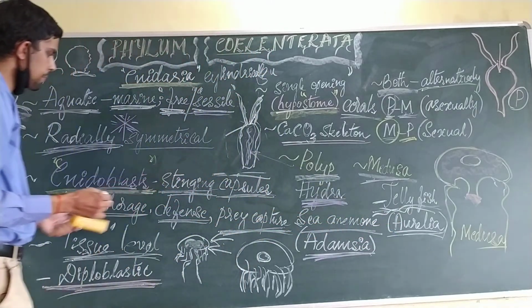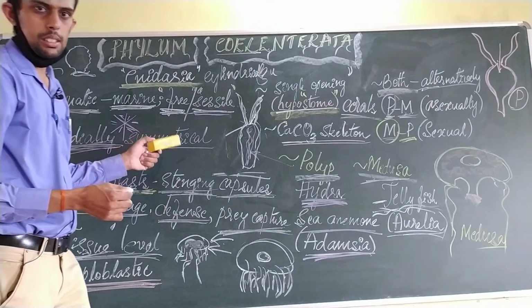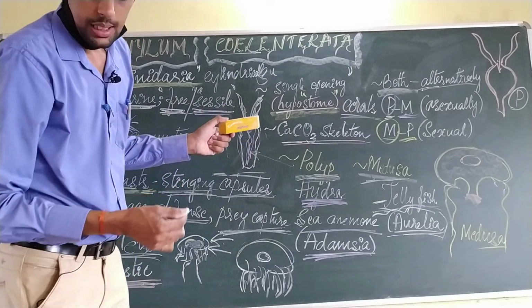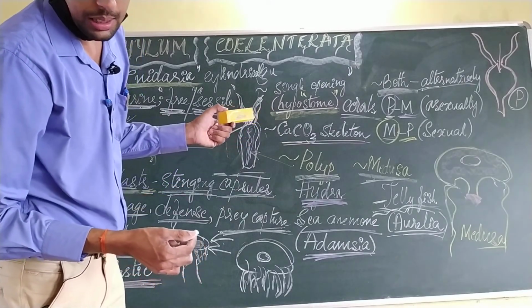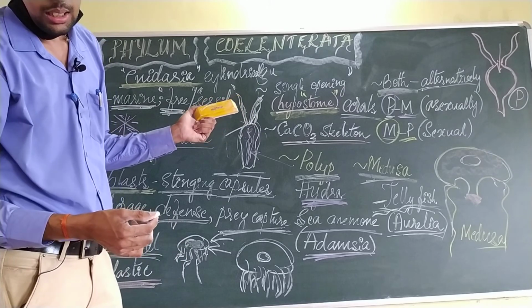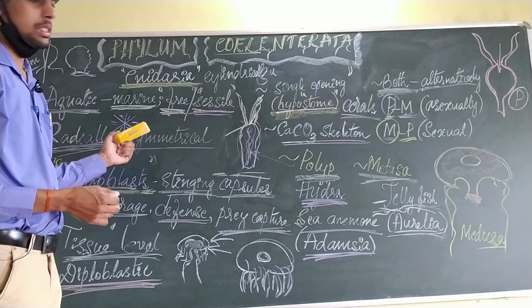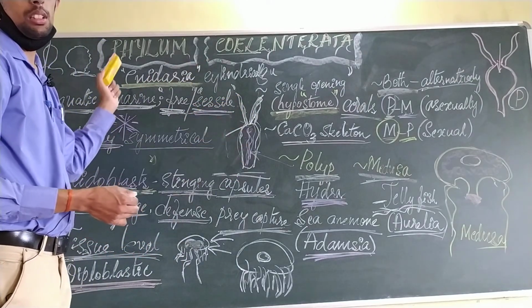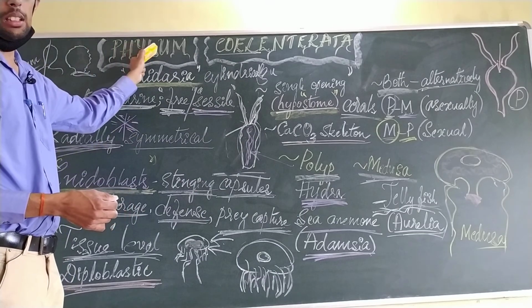So these are all the characters and examples: Hydra, sea anemone, jellyfish, or the other one, the sea pen. There is another example, that is the Portuguese man of war. There are different examples. So all this constitutes the phylum Coelenterata, right?